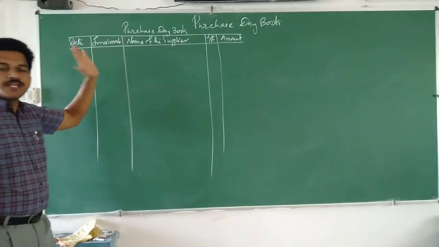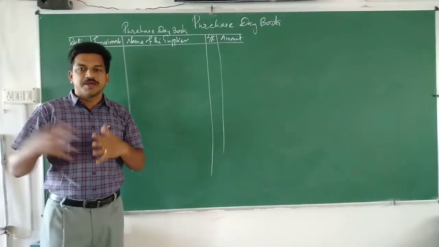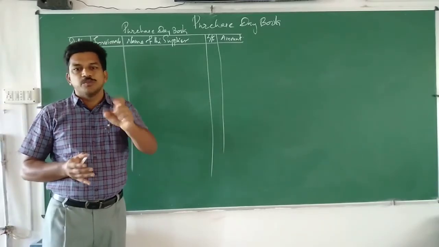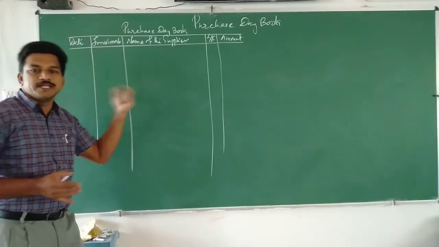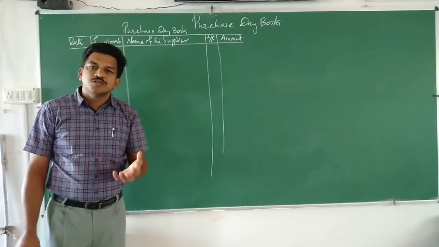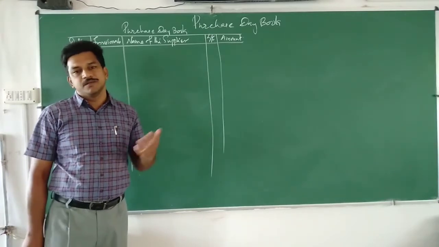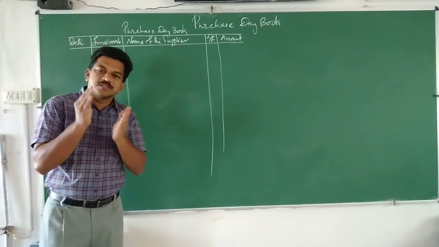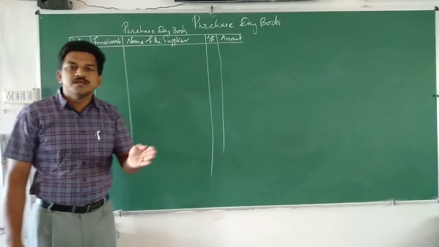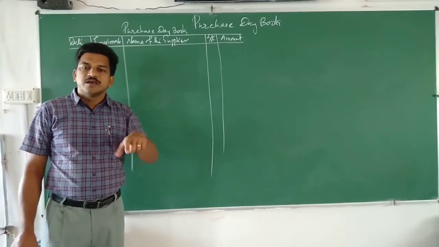Where we will write first the date, then invoice number. What is an invoice number? When you purchase some goods from a supplier, along with the goods, he will send an invoice. This is the source document that you have purchased goods on credit. If you purchase goods for cash, you will get what? A bill. A copy of the bill will be there. That means it shows that much money you have paid for the purchase of goods. But here it is not paid, it is purchased on credit. That means a bill will not be there. What will be there? An invoice will be there.